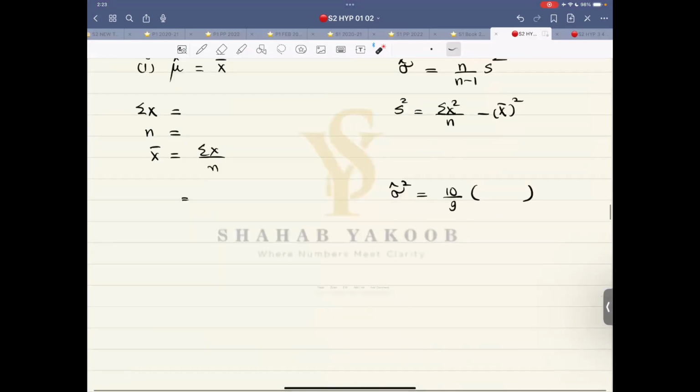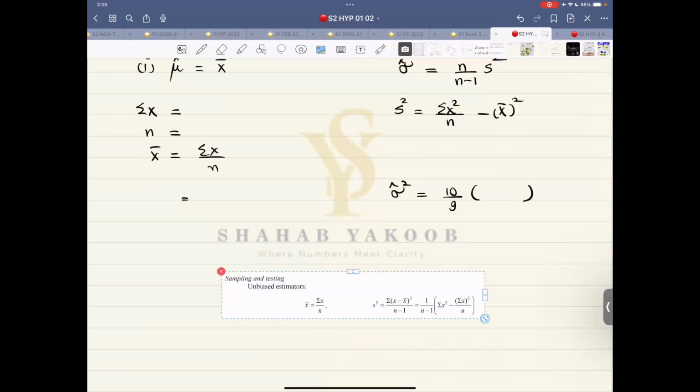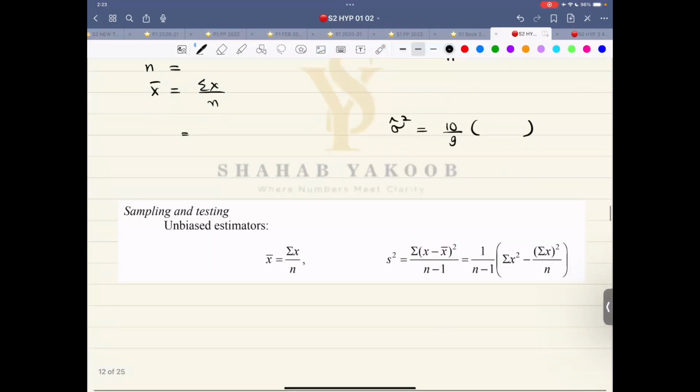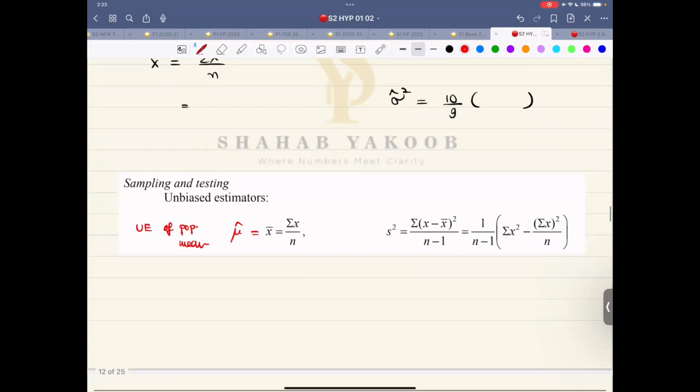And let me also show you this particular formula, how to use it. When we talk about unbiased estimators, the unbiased estimate of population mean is sigma x over n, and the unbiased estimate of population variance, so let me use this symbol, sigma square like this, is n over n minus 1 times sample variance.